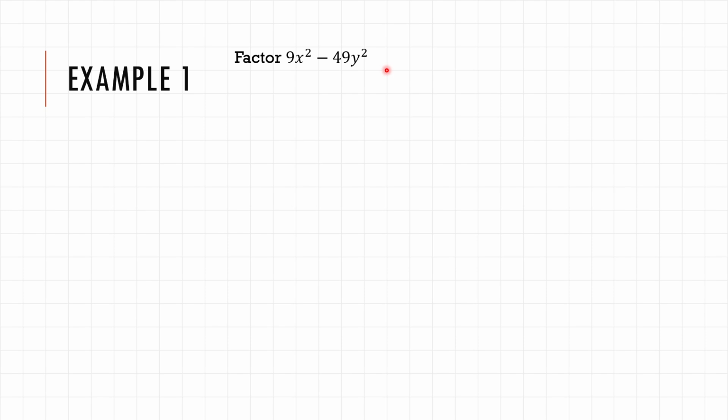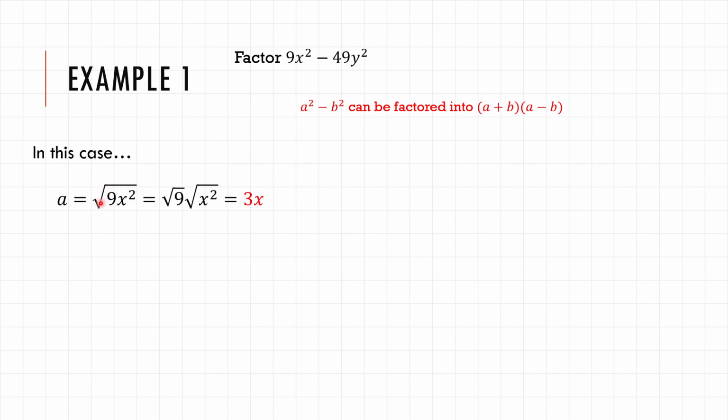Hopefully you recognize that this is a difference of squares. These are both two terms that have square numbers as coefficients and squares as their variables, and that always factors into a plus b times a minus b. And in this very specific case, what is a? If 9x squared is a squared, what I can do is square root 9x squared to find out what a is. And 9x squared square rooted, I can square root the number and the variable separately, right?